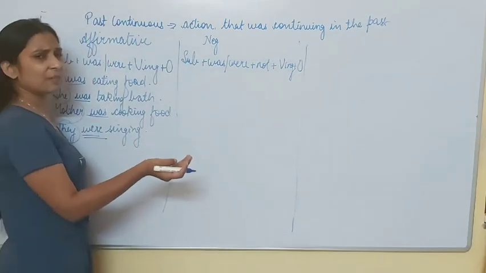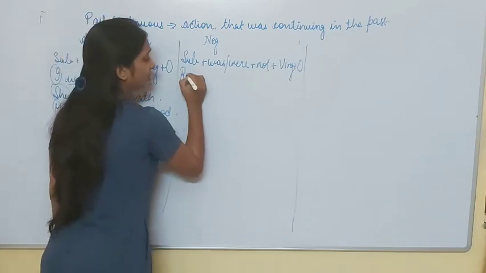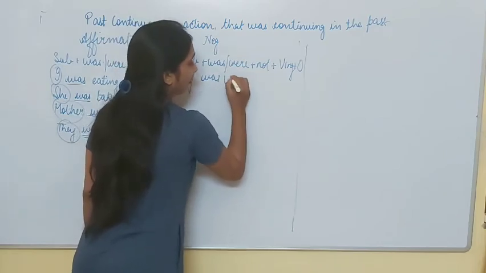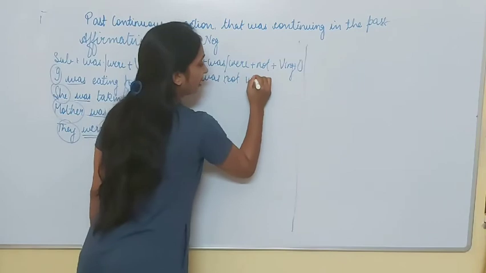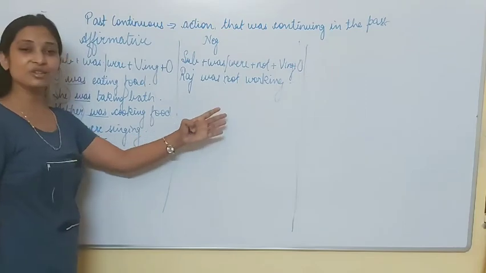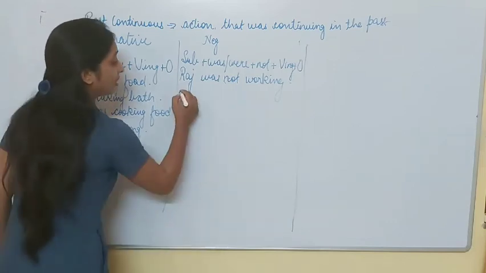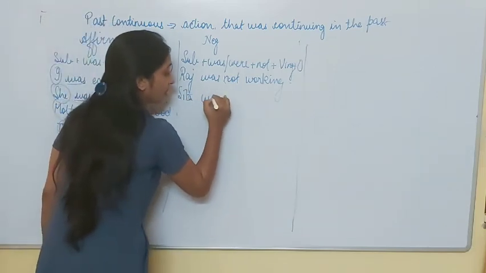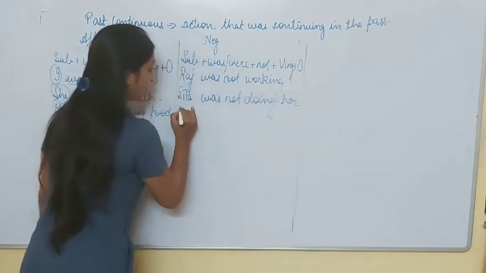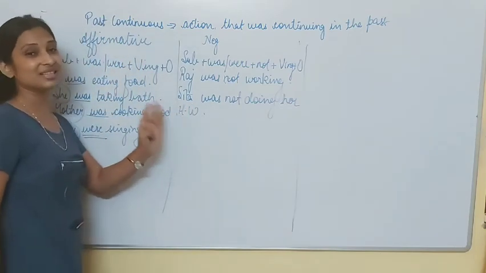Example, we can take same examples, or we can also frame new sentences like Raj was not working. So here we have a negative sentence. In this sentence also we are not using an object. All right. Sita was not doing her homework. All right. It is also a negative past continuous sentence.